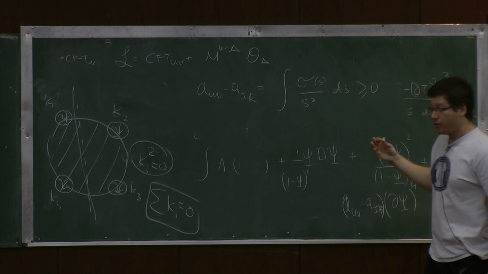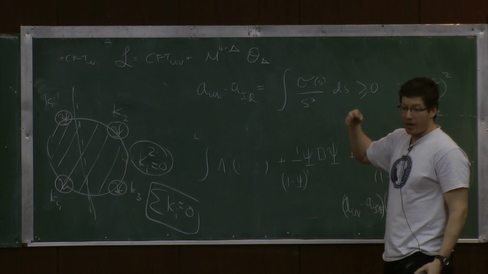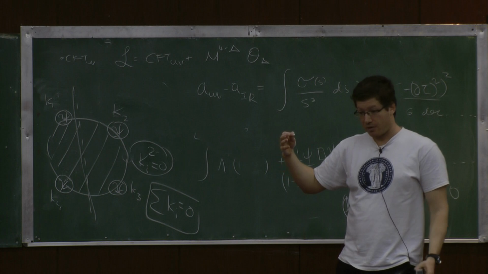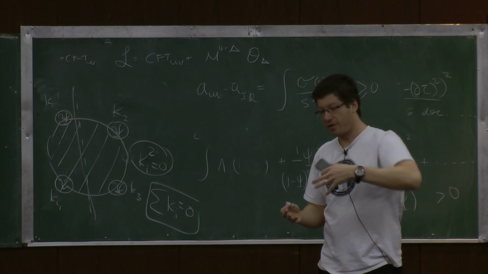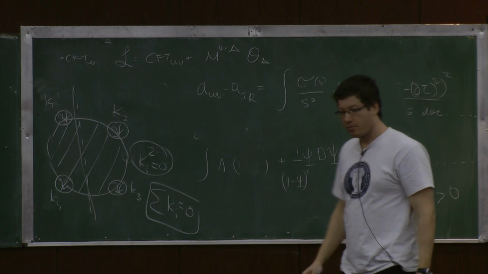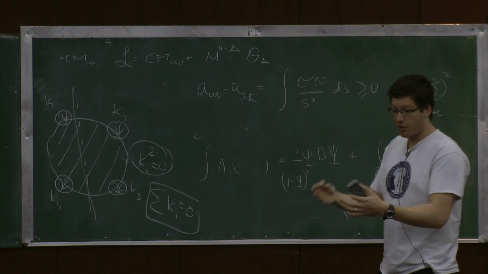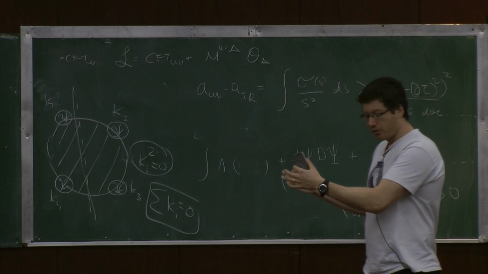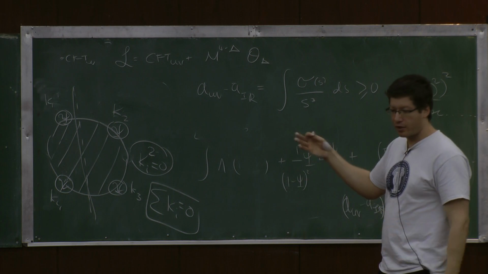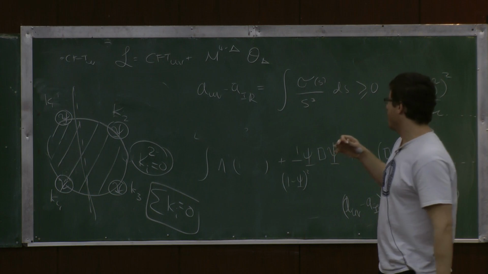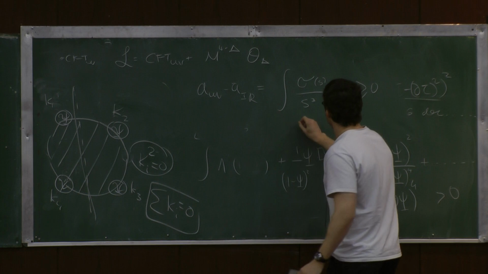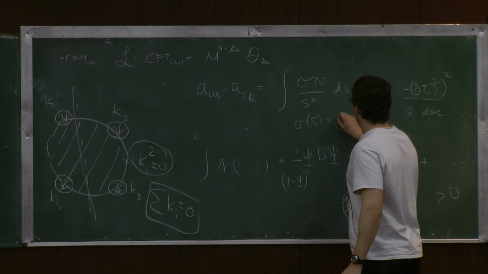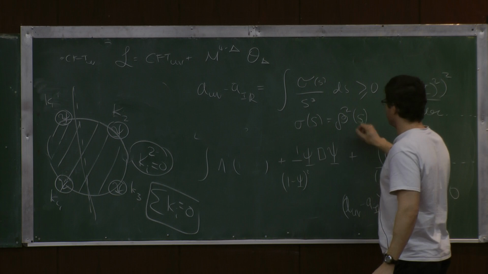Okay? And there you can show that sigma is proportional to the beta function squared. So you see that already at very large S, sigma is non-zero. But basically the trace of the energy momentum tensor is the beta function. So you would find that sigma of S is basically the beta function squared of QCD at energy S.